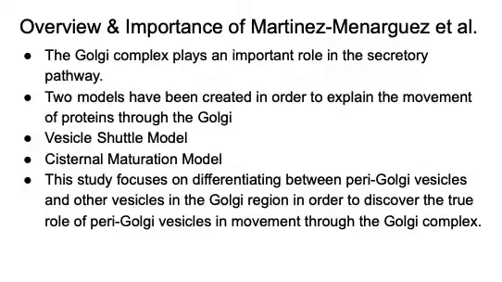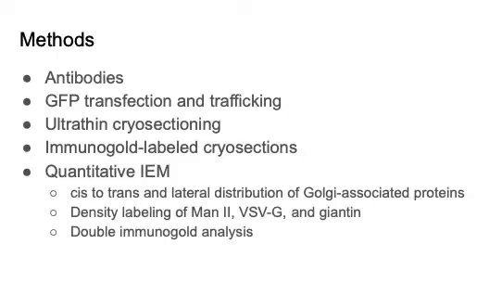This study focuses on differentiating between perigolgi vesicles and other vesicles in the Golgi region in order to discover the true role of perigolgi vesicles in the movement through the Golgi complex. Okay, and so some of the methods that they used in this paper were antibodies, GFP transfection and trafficking, ultra-thin cryosectioning, immunogold labeled cryosections, and quantitative IEM.